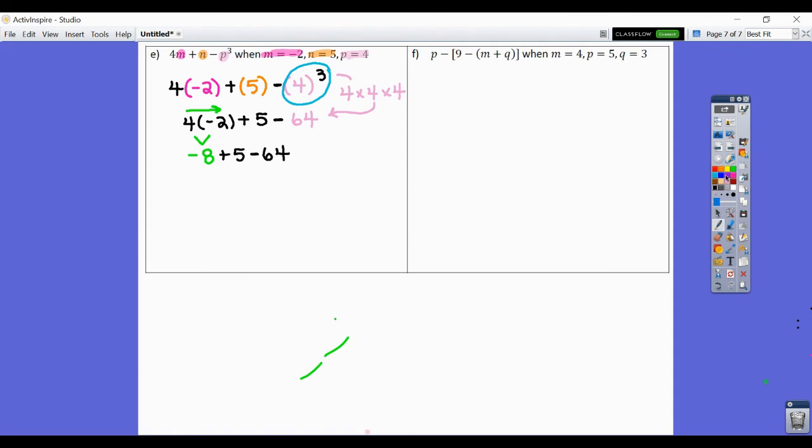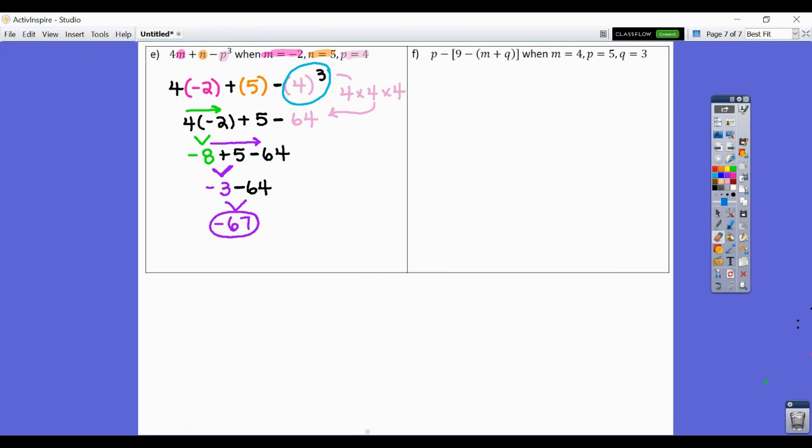From here again, think about going left to right with my addition and subtraction. So the first thing left to right is negative 8 plus 5, a negative 3. Bring down the negative 64. Now I will combine negative 3 minus a 64, giving me negative 67 as my answer there.